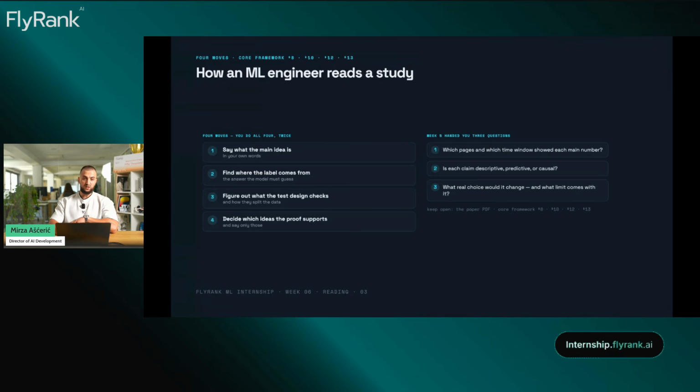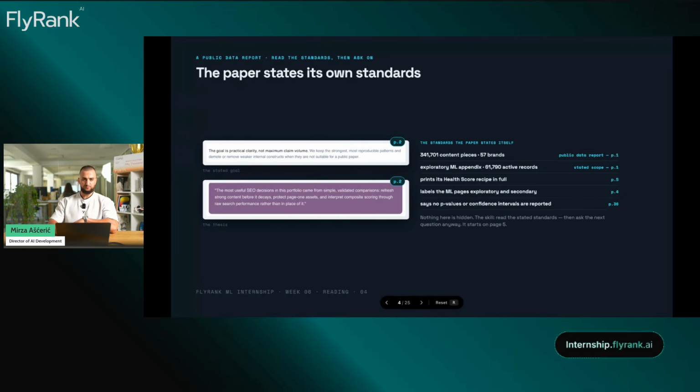So keep these questions close, and also keep the paper and the ML Core Foundation Framework MD sections 8, 10, 12, and 13. Today, we will answer all these questions, and you are becoming the kind of reader we talked about in week 2. So you will be able to check the test, hunt for leaks, and ask what the baseline was.